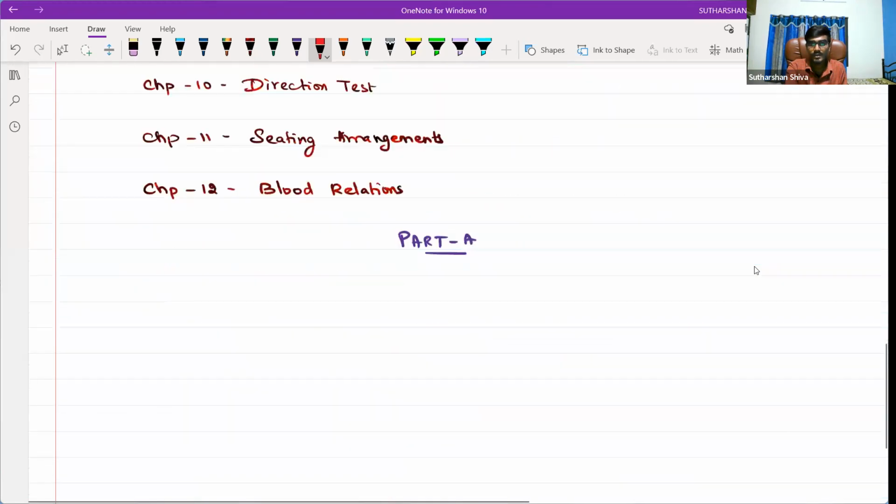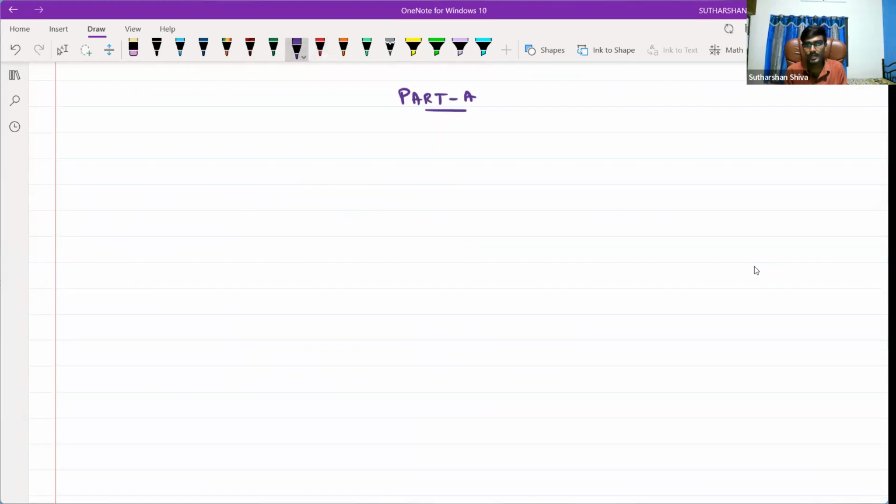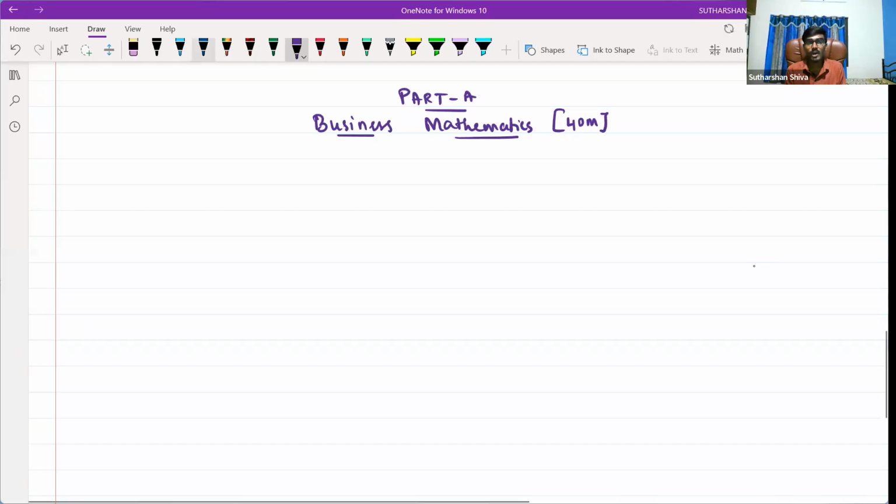Then coming to part A. This part A, we will name this as business mathematics. So in total we are having 40 marks. These 40 marks will be bifurcated into 8 chapters. How many chapters are you having? So in total you are having 8 chapters. Out of which, as per my classes, it is chapter number 1. As per the institute, it is also chapter number 1.